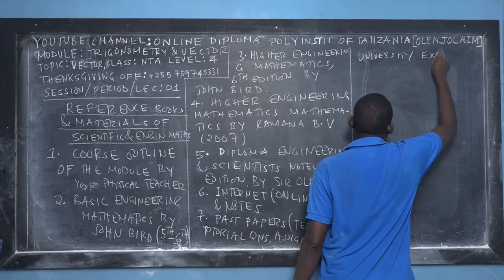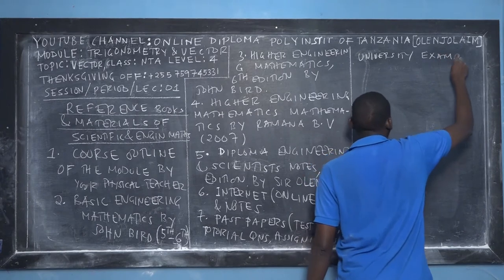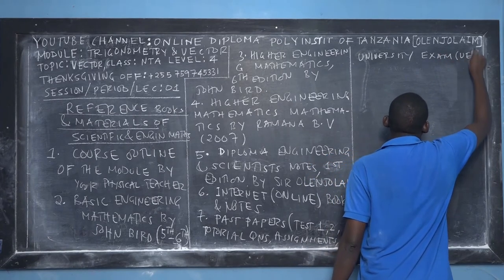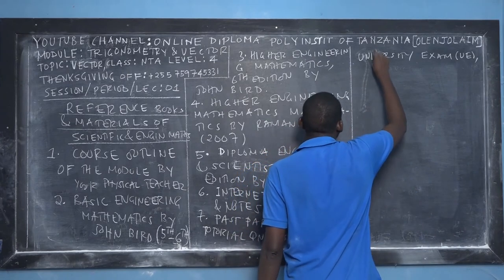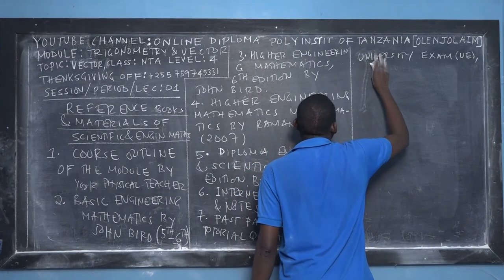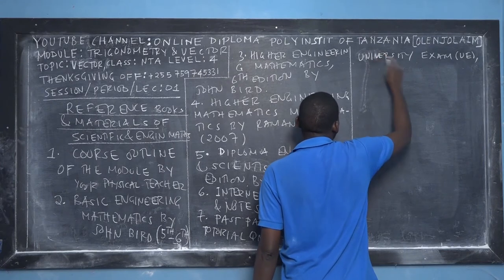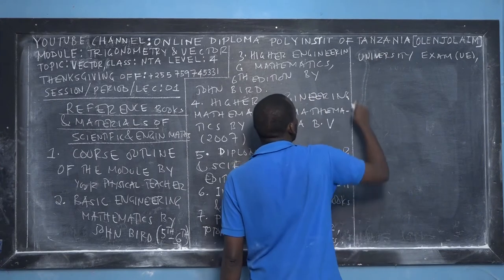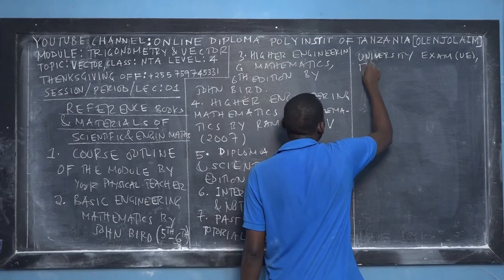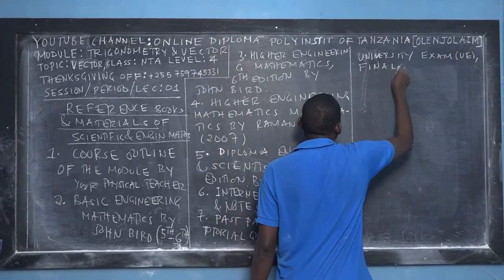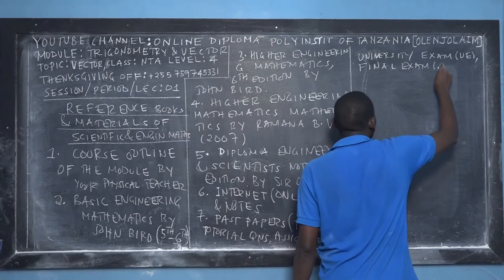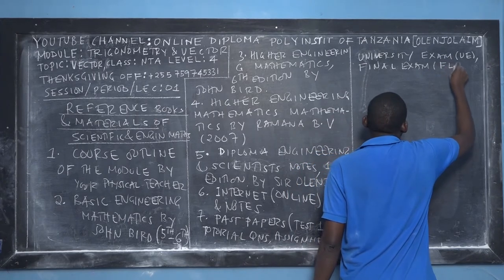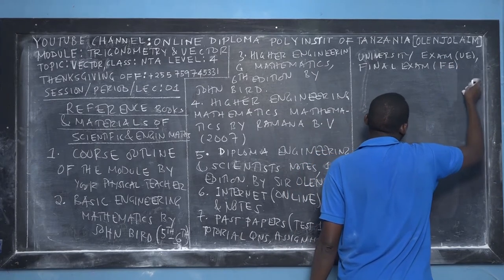In some institutions, you call it the university exam, UE in abbreviation. In other institutions, for example the Dar es Salaam Institute of Technology and the Arusha Technical, they don't know the term UE. They call it the final exam. So the final exam, in abbreviation, we call it FE. So FE past papers for the final exams.